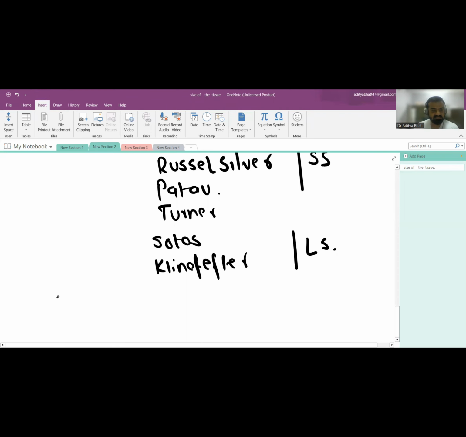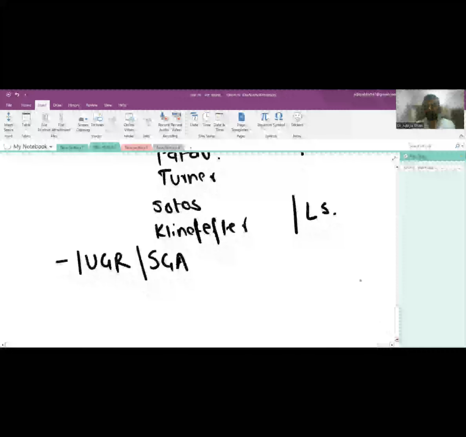Now, there is something we know as IUGR. IUGR is actually a diagnosis when the child is inside the womb. Later on, it gets converted into SGA. SGA is small for gestational age. So you see that we plot the graph of the weight according to the age.